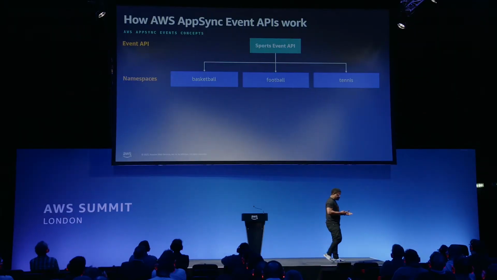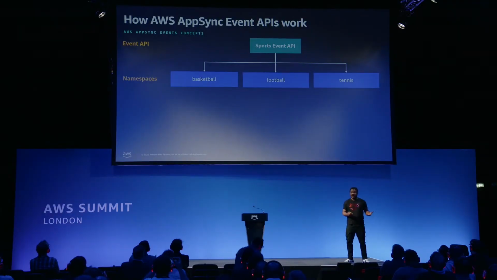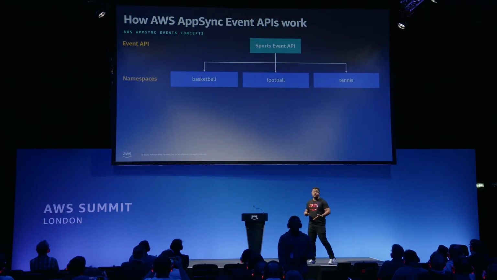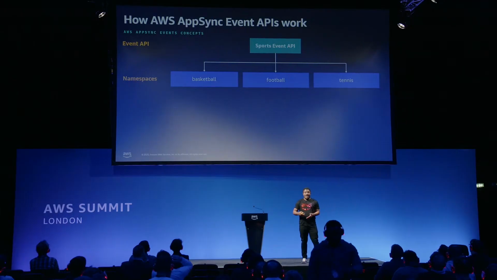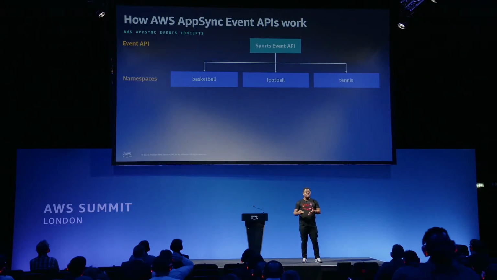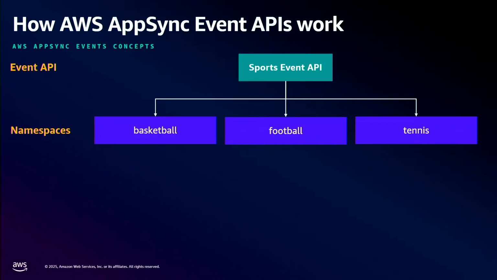But before we dive deep into how it works, there's a number of concepts you need to understand about AppSync Events API. When you set up your AppSync Events API, you have this concept of namespaces. Think about namespaces as a way for you to define the behaviors and capabilities of the channels within your namespace. When you create your AppSync Events API, you typically get a default namespace, but you have the flexibility of creating more namespaces as well. For example, for our sports app, we are creating namespaces like basketball, football, and tennis to represent the different streams we want to send events to.